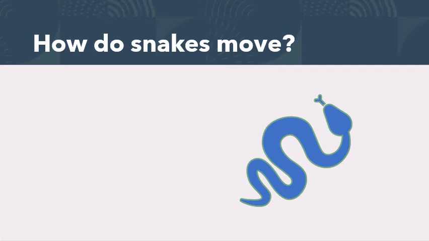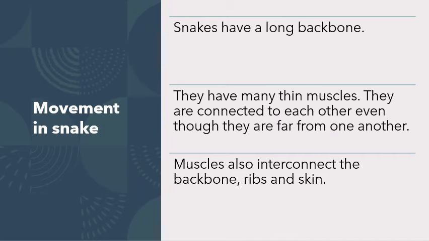Next is, how do snakes move? Have you seen a snake slither? Slither means the movement of the snake is called slithering. S-L-I-T-H-E-R, slither. Does it go just straight? No, right? It goes curvy. Now, what helps snakes to go in a curvy shape?